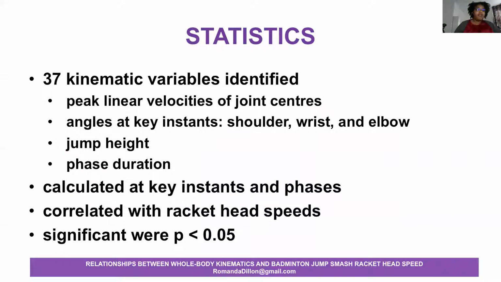37 kinematic variables were identified and calculated: linear velocities of the joint centers, shoulder, wrist, and elbow angles, jump height, and phase duration. They were all calculated at the key instances and phases and correlated with racket head speeds. The significance value was set at 0.05.